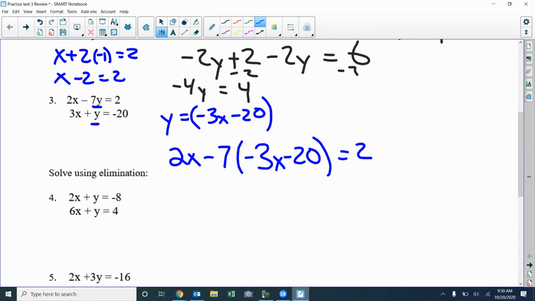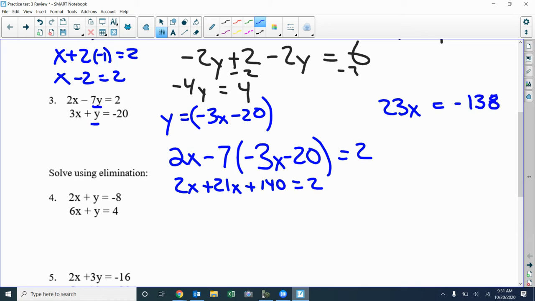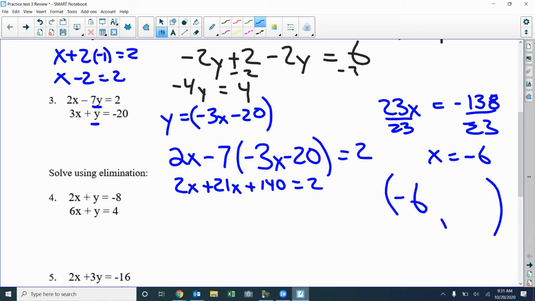Got some work to do here. Distribute 2X plus 21X plus 140 equals 2. Combine your X's here, I'm going to get 23X. I'm going to subtract 140 to both sides, so I'm going 23X is equal to negative 138. If I divide by 23 now, I think my X is negative 6. There's a lot going on there.